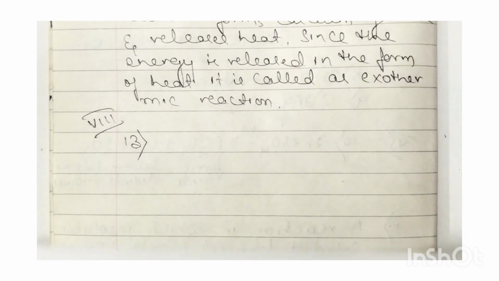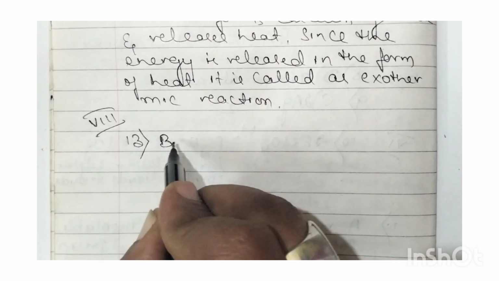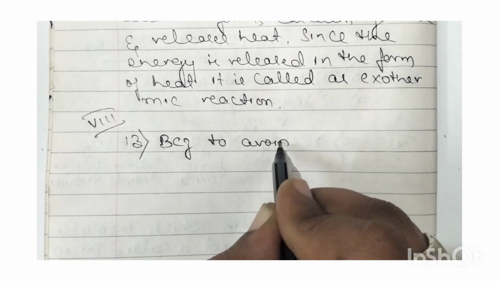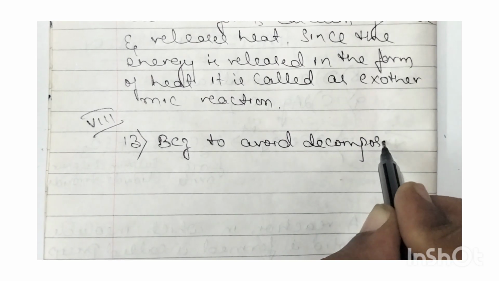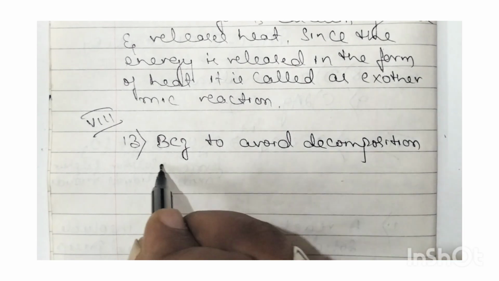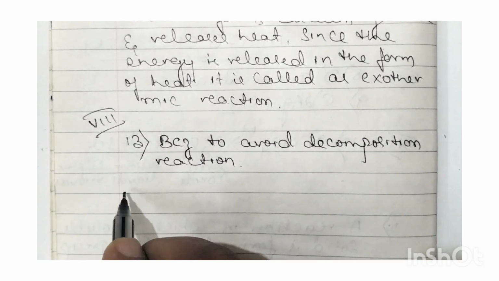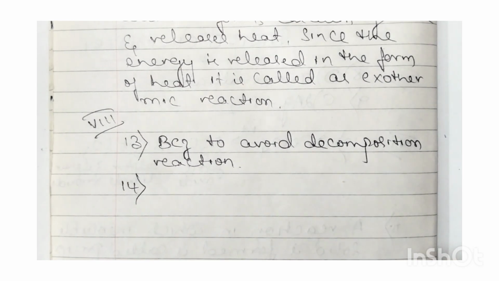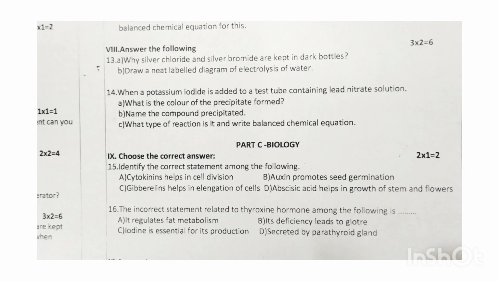So now let us write why silver chloride and silver bromide are kept in dark bottles. Because to avoid decomposition reaction. When exposed to light, it undergoes decomposition reaction. To avoid that, it is kept in dark bottles. Now let us move to the 14th question.